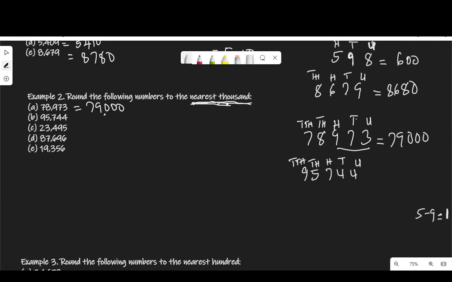Okay, so which digit is in 1000 position? Remember, we're rounding to the nearest 1000. The digit in 1000 position is 5. The next digit to it is 7. 7 is in this range. Numbers between 5 to 9 round to 1. So we're going to round this 7 to 1 and add the 1 to 5, so that this number becomes 96,000.